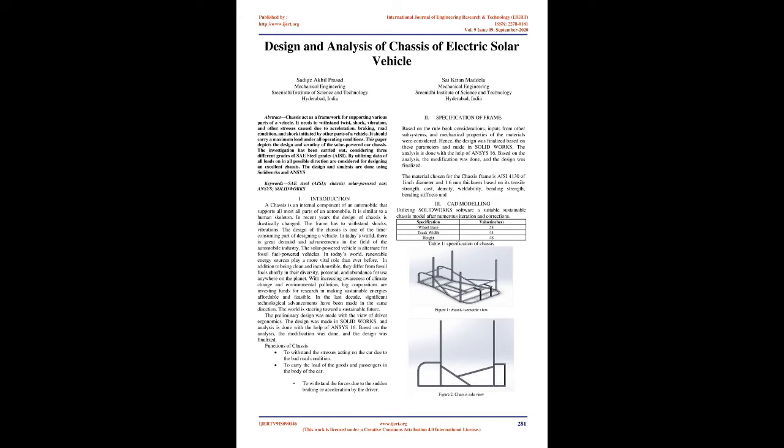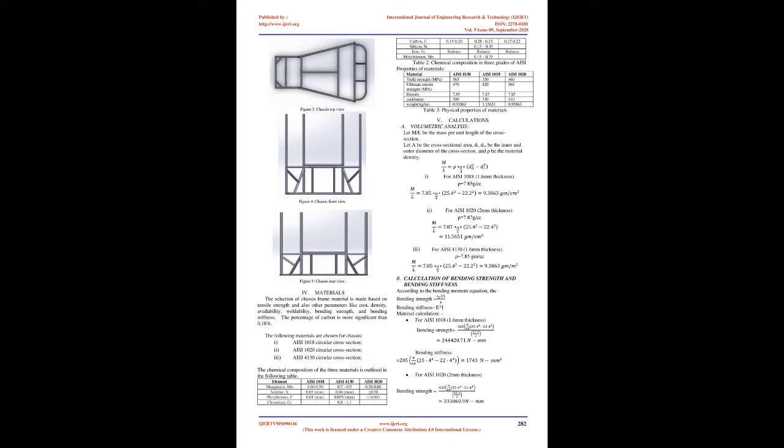This paper depicts the design and scrutiny of the solar-powered car chassis. The investigation has been carried out considering 3 different grades of SAE steel grades, AISI. By utilizing data, all loads in all possible directions are considered for designing an excellent chassis. The design and analysis are done using Solidworks and ANSYS. Keywords: SAE Steel, AISI, chassis, solar-powered car, ANSYS, Solidworks.